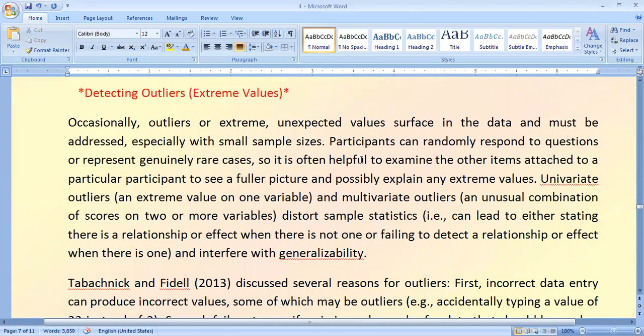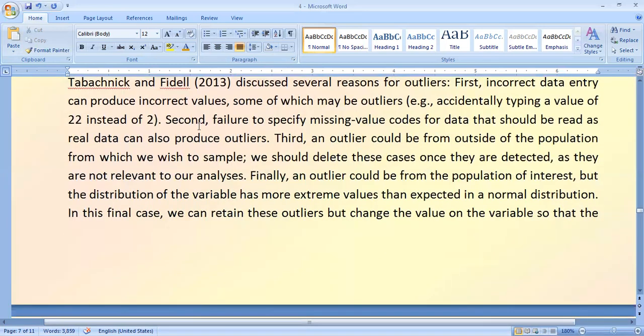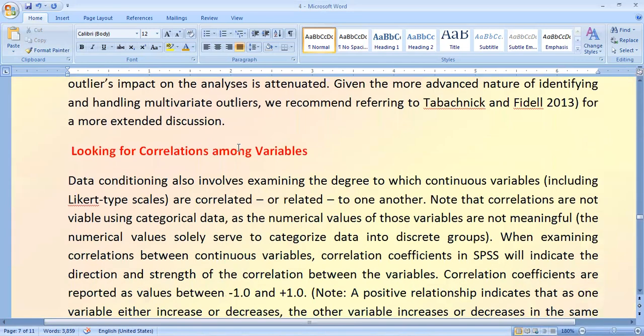Detecting outliers and extreme values. Occasionally, outliers and extreme values, unexpected values, surface in the data and must be addressed, especially with small sample sizes. Participants can respond randomly to questions or represent genuinely rare cases. It is often helpful to examine and attend to the particular participant to see the fuller picture available, and univariate outliers. These are the recommendations of Tabachnick and Fidell about missing data.